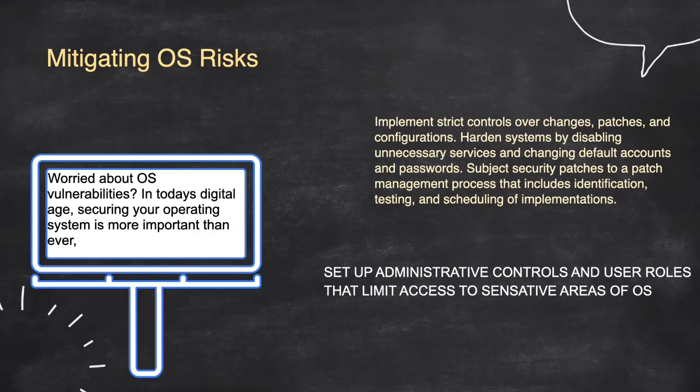Let's talk about something absolutely critical for system security, that is administrative control and user roles. Now, this is a step that often gets overlooked, but it is vital. Setting up proper control means you limit access to the most sensitive areas of your operating system. Not everyone needs access to everything. So by defining specific user roles, you ensure that only authorized individuals can reach critical parts of your system. And this significantly reduces the risk of a security breach.